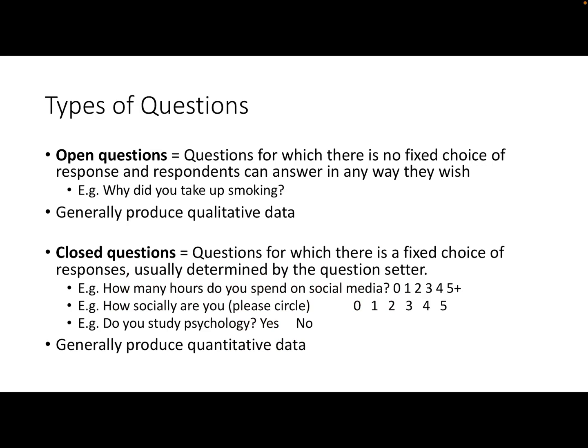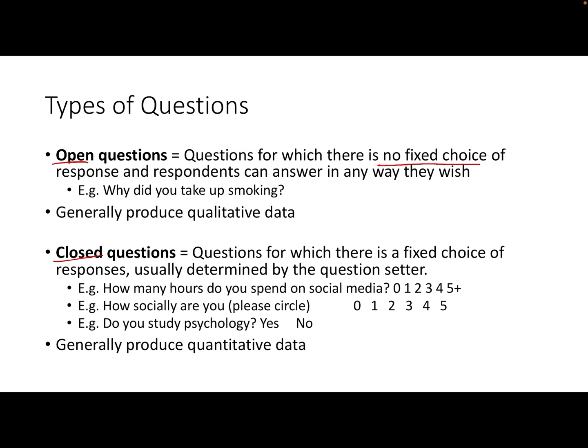So different types of questions, we can have a number of different styles of questions in a questionnaire. These can be broadly divided into open and closed questions. And most questionnaires are going to use a combination of each, as they both come with their own strengths and limitations. So an open question is a question for which there is no fixed choice of response. So respondents are free to answer in any way that they wish.